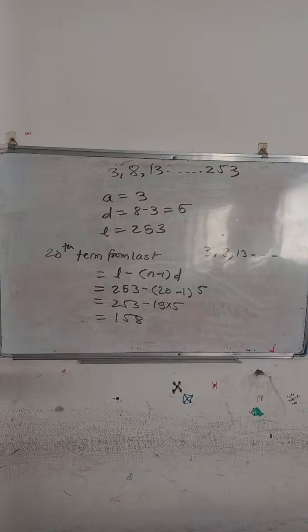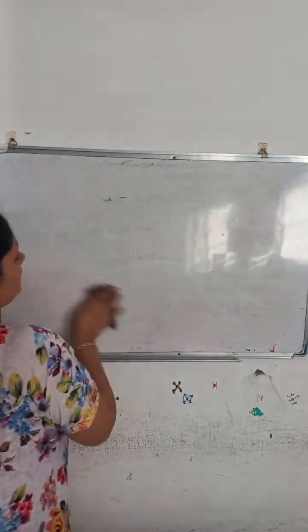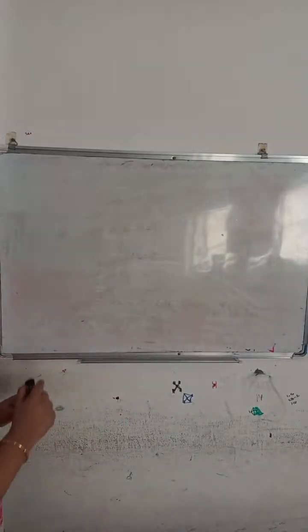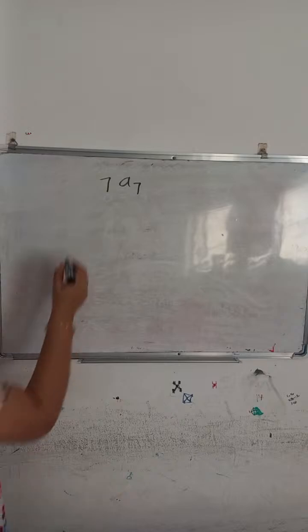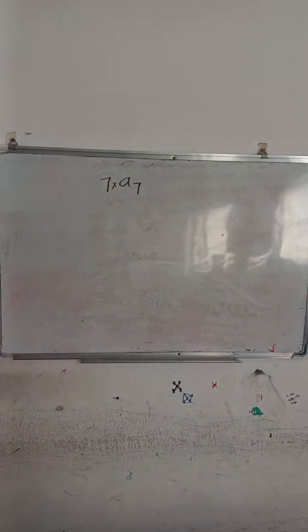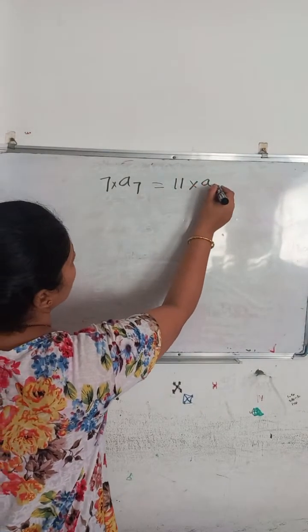Read the statement properly and try to obtain the equation according to the statement. 7 times the 7th term. Of means multiplication. What is the of operator here? Multiplication. So I will write according to this statement: 7 times the 7th term, so 7 into a7 is equal to 11 times the 11th term. Can you get this? Then find its 18th term.